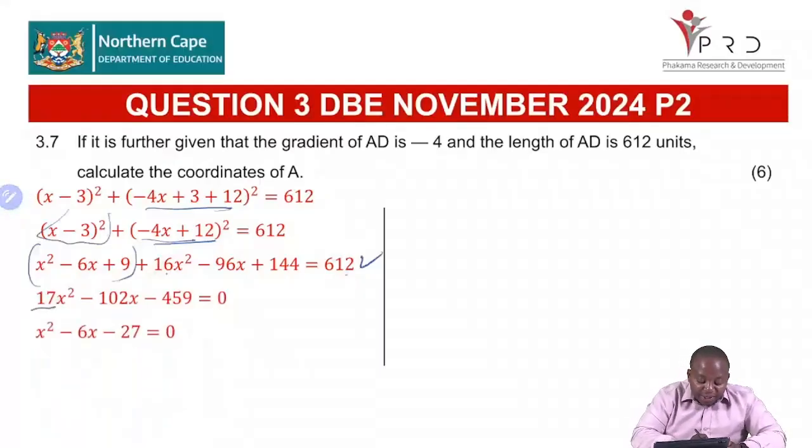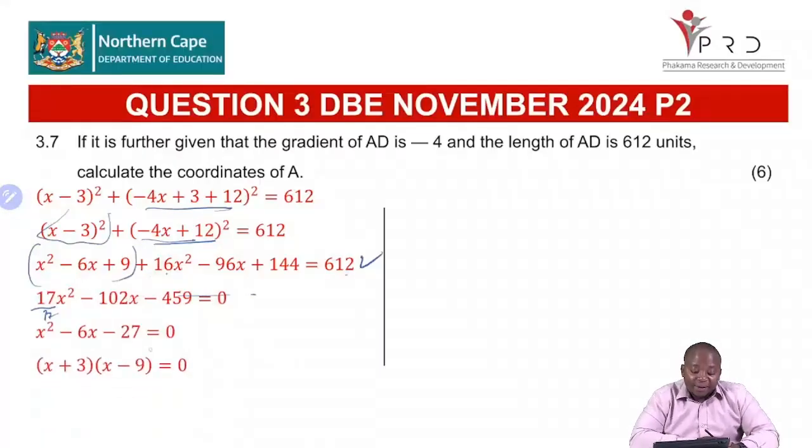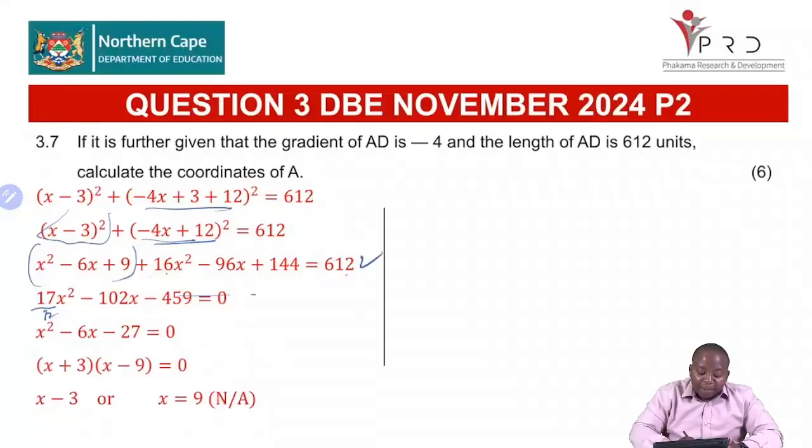Then when I divide by 17 throughout, because 17 is common, I will remain with x squared minus 6x minus 27. I can factorize what is on my left hand side, and I will have x plus 3, and the second bracket as x minus 9. Then x equals negative 3, or x equals 9. But x cannot be 9 in that case, because A is found in the second quadrant and the x coordinate of A is negative, so x is negative 3.